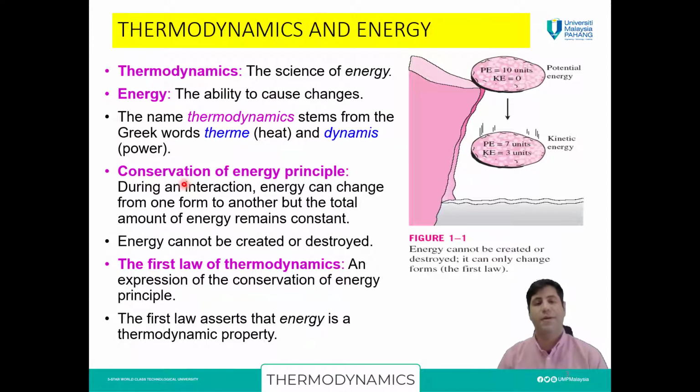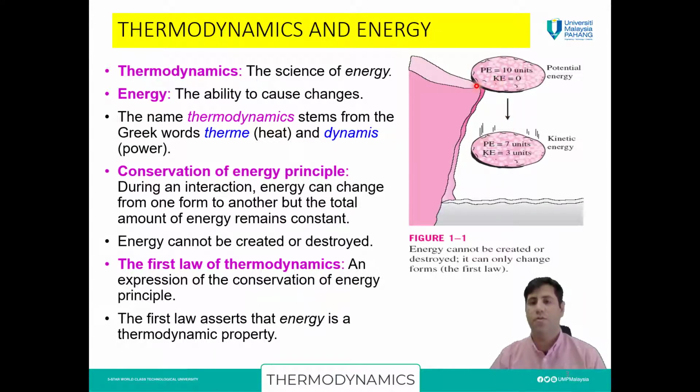And there are some principles and rules which later we will see in more detail, but generally one of the most important laws or rules for this science is the conservation of energy principle, which says that during an interaction, energy can change from one form to another, but the total amount of energy remains constant. Here you can see an example.